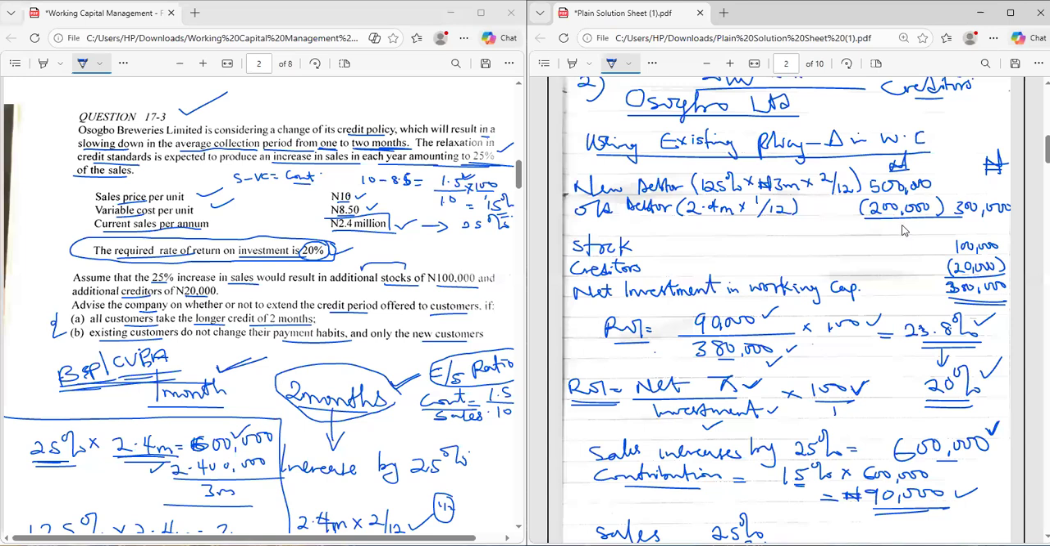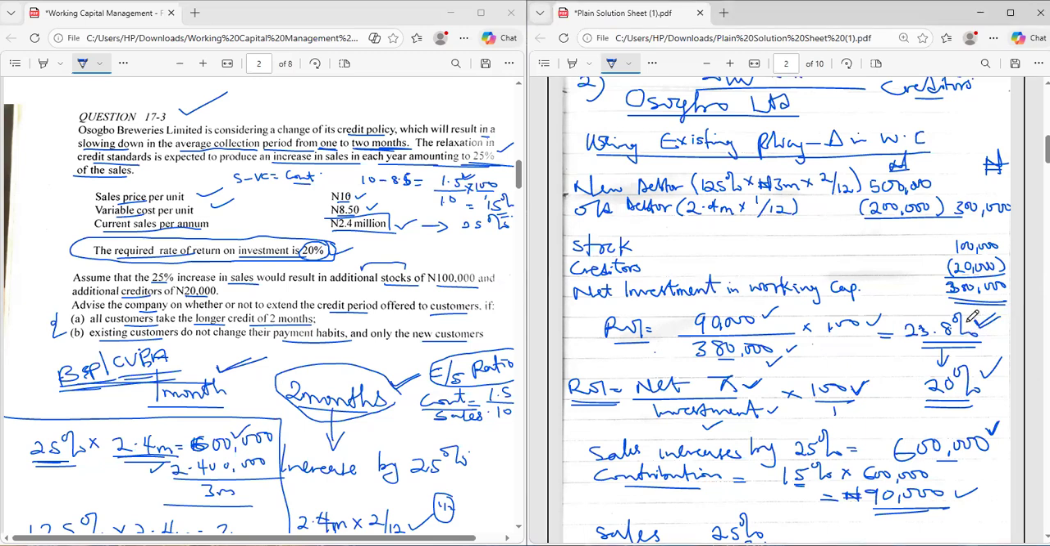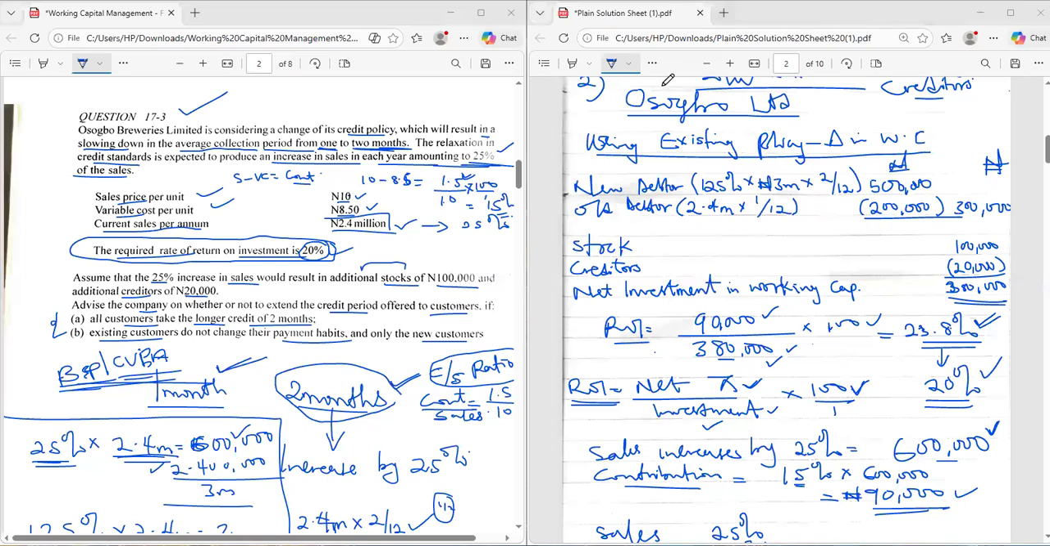The ROI we got is higher than the required rate of return. So they will go for the investment. Thank you. What the investment is going to give to us, which is the one that we have solved, is 23 point. Somebody says 23.68. Okay, so that means there's 68 here now. Okay, let's put that.